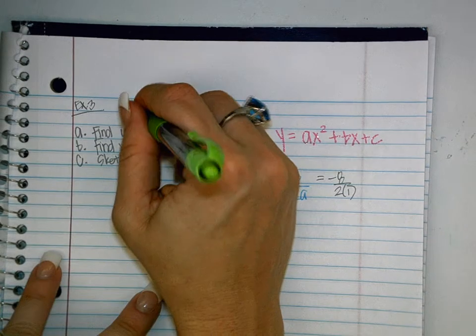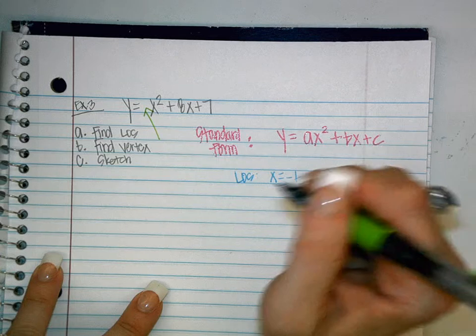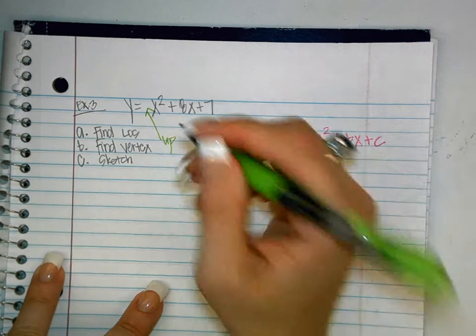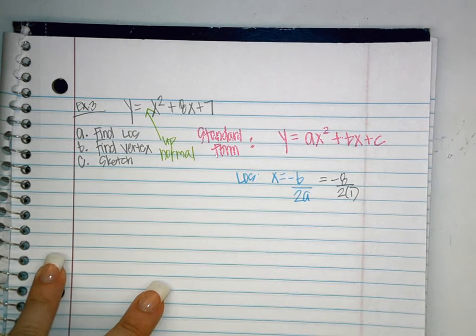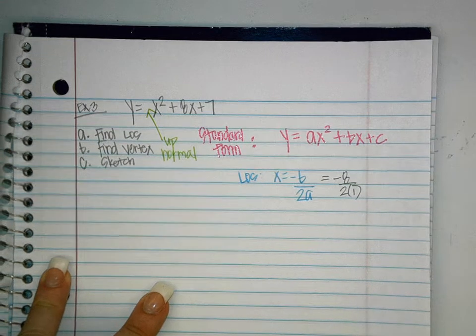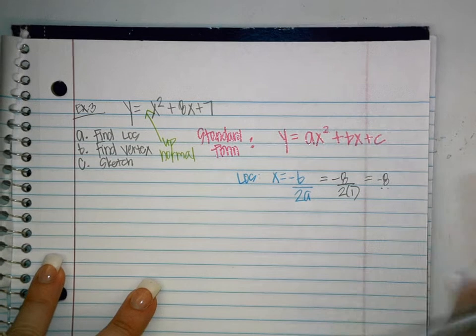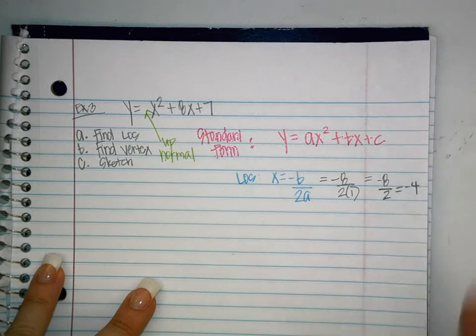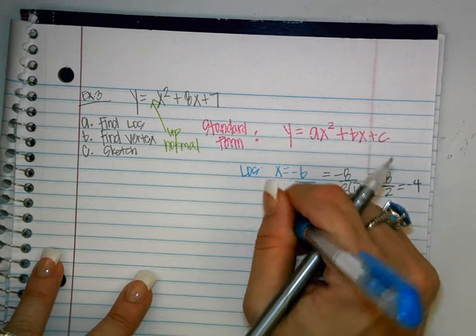This A value told you what? It's going to be opening which direction, up or down? Up. And is it fat, skinny, or normal? Normal. So it's not fat, it's not skinny, it's somewhere in between. Now, if you simplify this, we got negative 8 over 2, and that reduces to be what? Negative 4. So your line of symmetry is x equals negative 4.